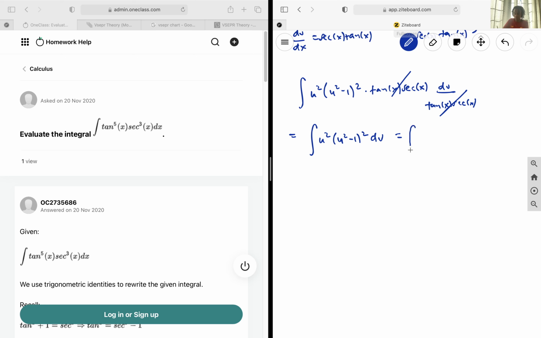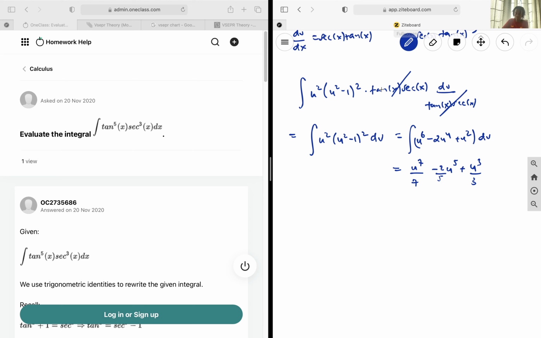So first let's expand that out, and it'll become the integral of u to the power of 6 minus 2u to the power of 4 plus u squared all over du. And then we're just going to use the exponent rule, and this will become u to the power of 7 over 7 minus 2 over 5 u to the power of 5 plus u to the power of 3 over 3. And of course there'll be a plus c that we can add later on.